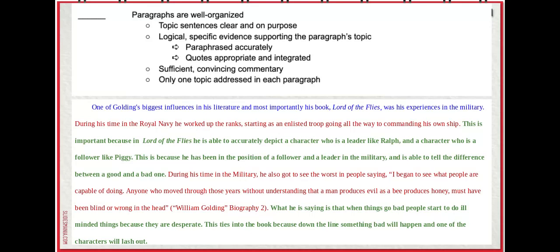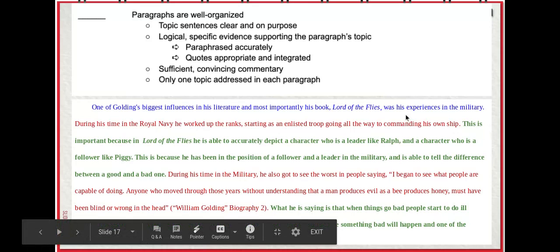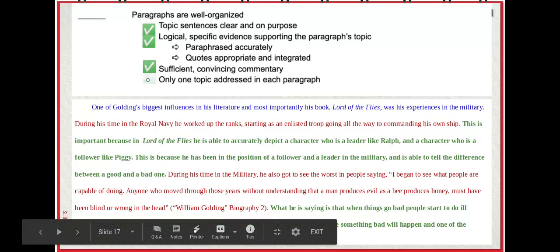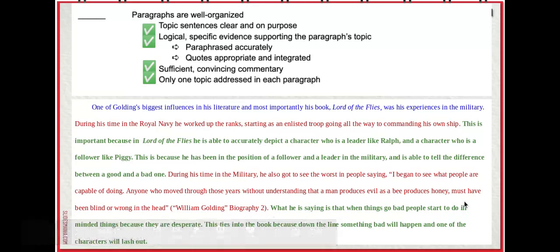Okay, so we have evidence or things that happened, and then we have commentary here. Notice that the commentary is much longer than the evidence or the paraphrased information itself. Commentary should be longer. They're only addressing one specific topic. Now down here, they could say a little more, but overall, this is a good paragraph.